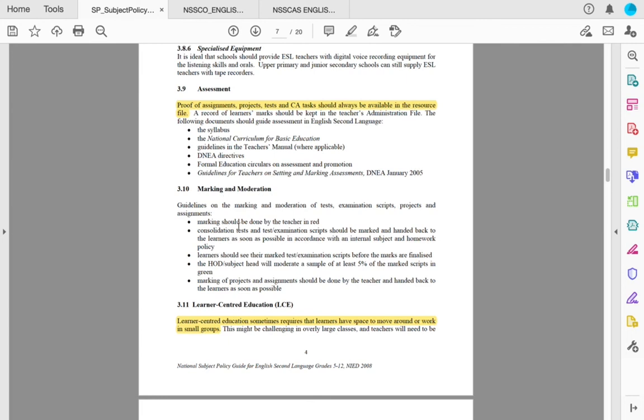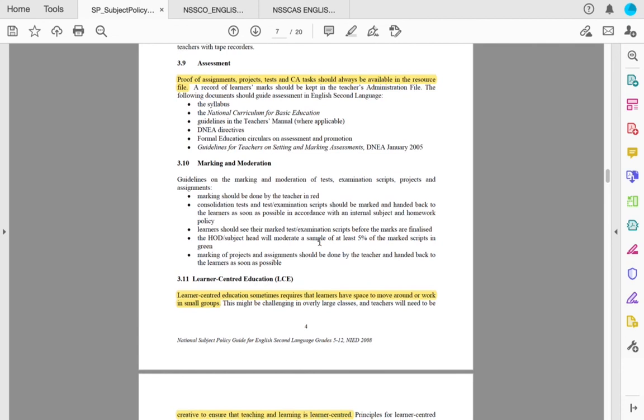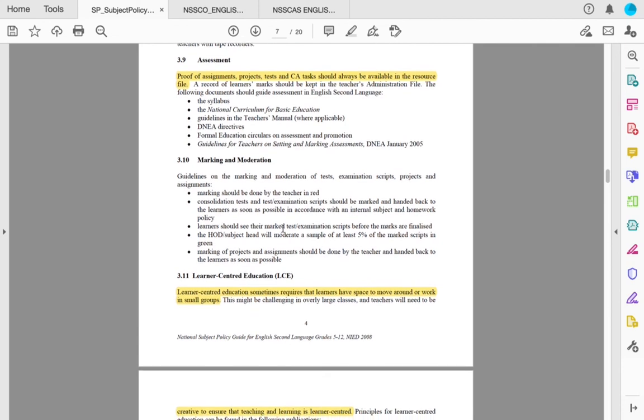Marking and moderation. The guidelines for marking and moderation, we have here, they say that when you are marking the learner's work, you should use a red pen. Consolidation of test or examination should be marked and handed back to the learners as soon as possible, in accordance with the internal subject and homework policy. So the school has to decide by when you should give back the work of the learners, and the learners should see the marks for the test.